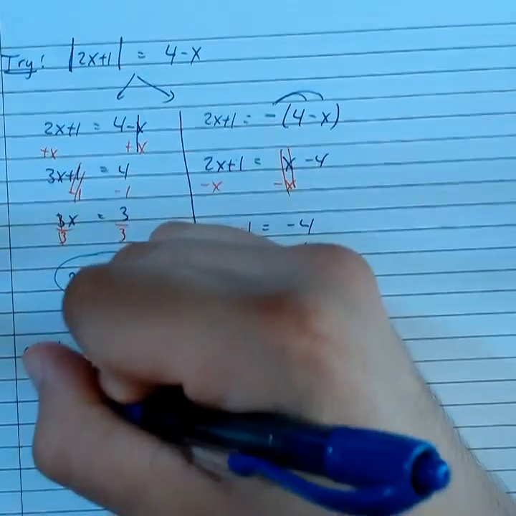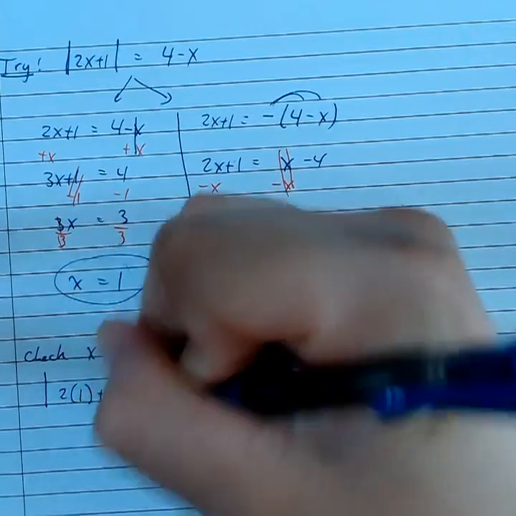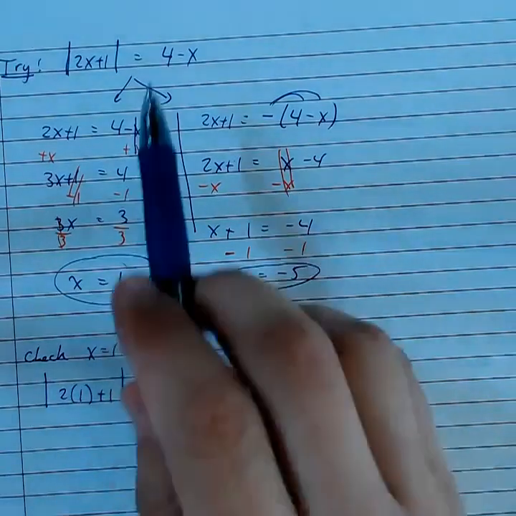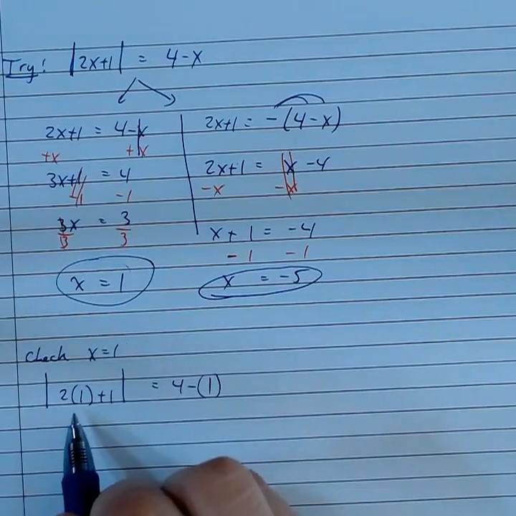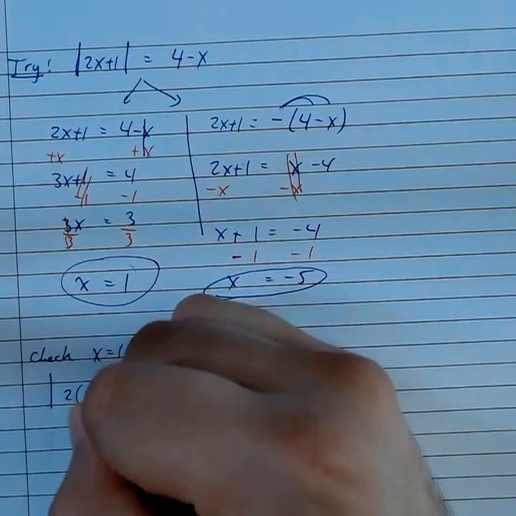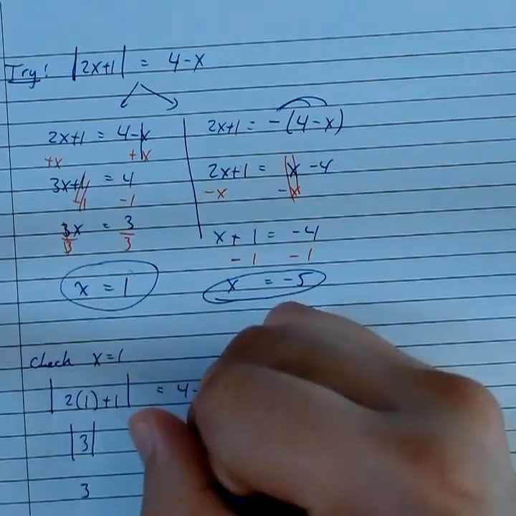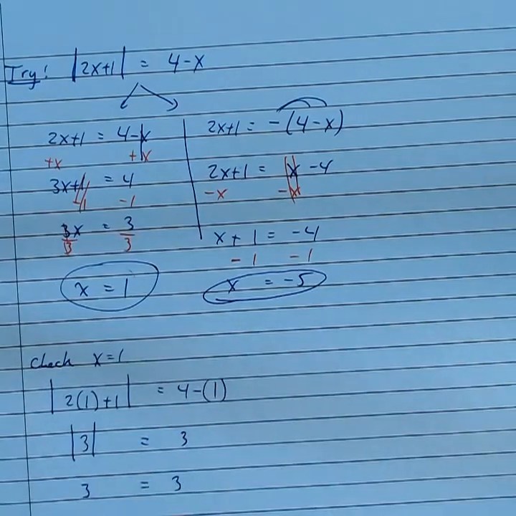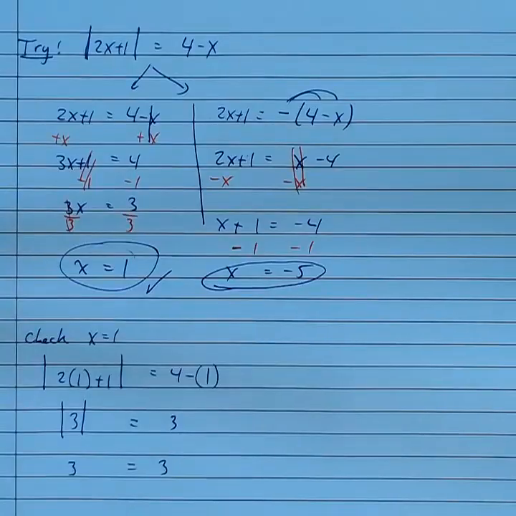That's going to be the absolute value of 2 times 1 plus 1 is equal to 4 minus 1. Again, I'm just plugging the number 1 in for both of those values of x. So 2 times 1 is 2, plus 1 more is 3. And the absolute value of 3 is just the number 3. On this side, 4 minus 1 is 3. And yeah, that works out. The absolute value of 3 is definitely 3. So that is a perfectly valid solution.